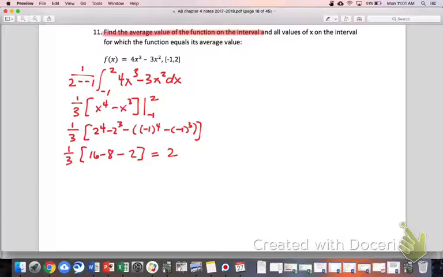Take a look at what you have. Does this make sense? Do you have any questions? Okay, so at this point you've done the thing that's highlighted in red up there. It says, and also find all values of x for which the function equals its average value. So what's the average value? 2. We're supposed to find where the function, f of x, equals its average value. So this would be the equation we would set up to answer that other question: 4x cubed minus 3x squared equals 2. Essentially what I'm doing here is I'm trying to find the x value where that function actually hits its average.